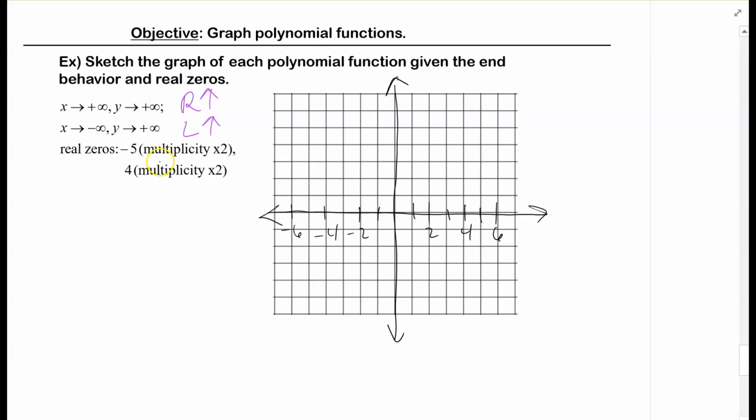Okay, so notice this time I have -5 has multiplicity and 4 also has multiplicity. So they both are going to be either maxes or mins. So at the -5, I'm going to put an asterisk. And then at the 4, I'm also going to put an asterisk. And then my right side, going to the right, I'm going to put an up arrow.